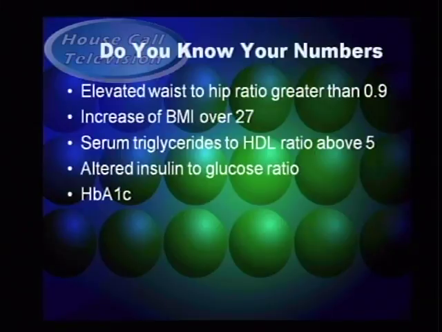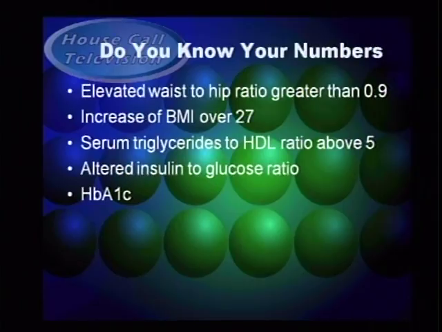You want to check to make sure that the waist is not larger than the hip. If that's the case, then we want to look at whether you have an increased BMI, which is, doctor, BMI stands for? Basal metabolic index over 27. Right, and so if it's over 27, you're looking at obesity is taking place. Serum triglycerides to HDL ratio above 5.